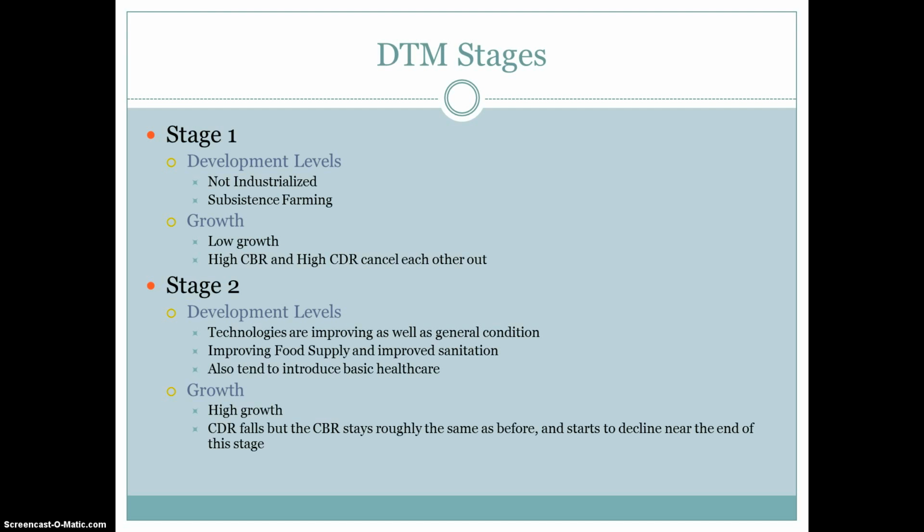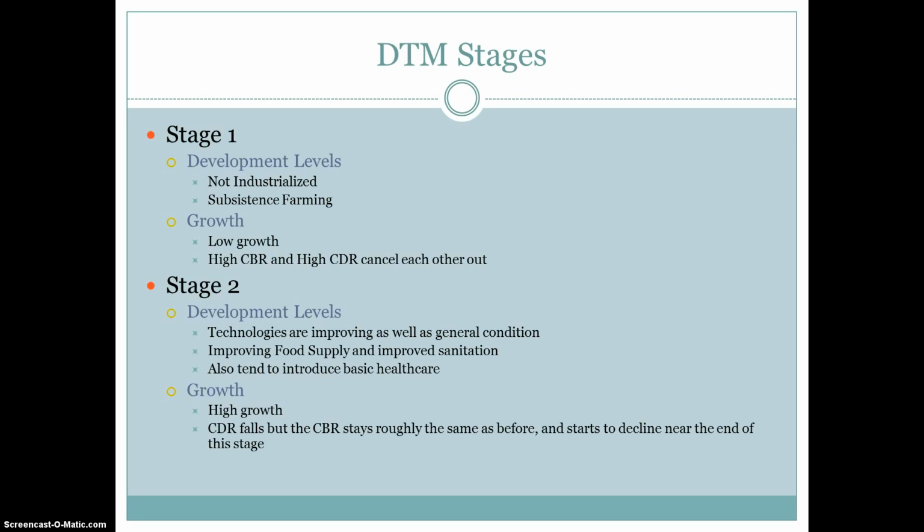Let's have a brief overview of all 5 stages in the demographic transition model. And since the demographic transition model serves as a kind of blueprint for the other transition models, we'll also be looking at the development levels associated with each stage. In stage 1, we see countries as not very industrialized, and the people living in these countries usually survive by using subsistence farming. And if we look specifically into the demographic transition model, the growth we see here is usually low growth, and this is because a country in stage 1 has a high crude birth rate and a high crude death rate, and these two tend to cancel each other out.